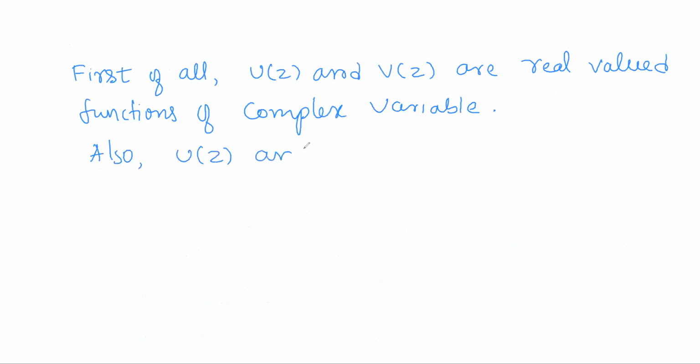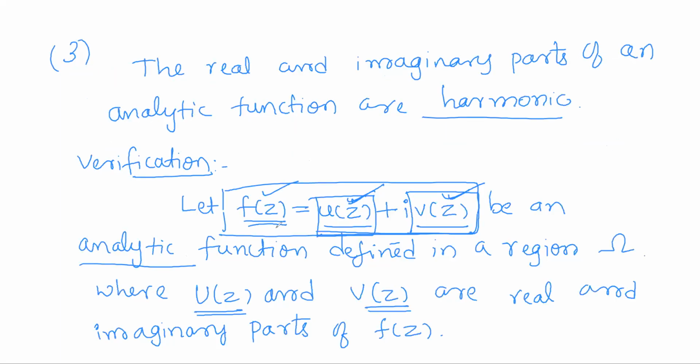u of z and v of z are continuous. Further, you can also observe as f of z is analytic, it can be differentiable any number of times. So we have previously observed that, in some previous videos, any analytic function can be differentiable any number of times. So its partial derivatives can also be obtained, as an analytic function is of complex variable, so it involves two independent variables, x and y.